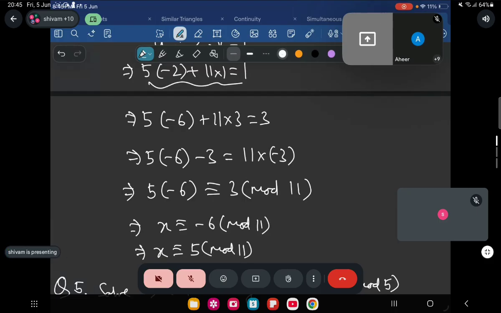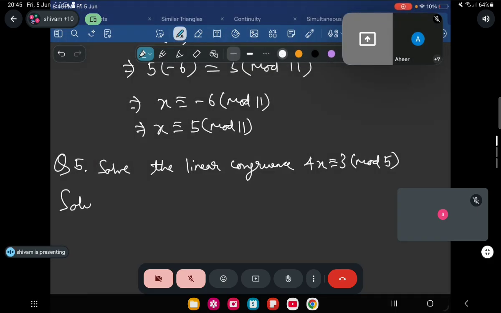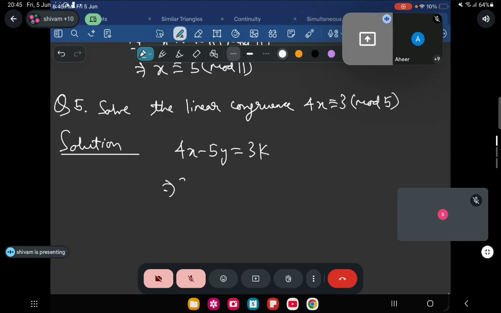Actually, you have to find out the value of x. So everyone, let us start. I want to find out 4x is congruent to 3 mod 5. Pay attention. So same thing. Okay. I'm writing it directly. 4x minus 5y must be equal to 3k. Oh, wait a minute. 4x minus 3y is equal to 5k. 4x minus 3 should be equal to 5k.